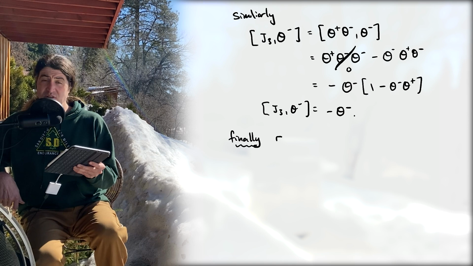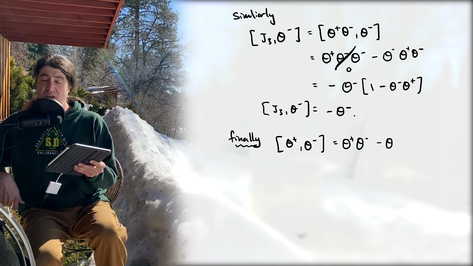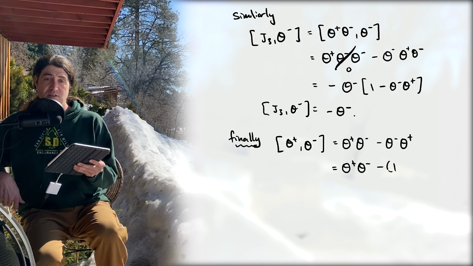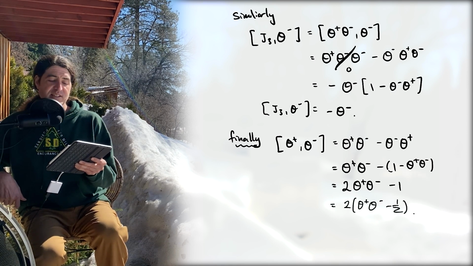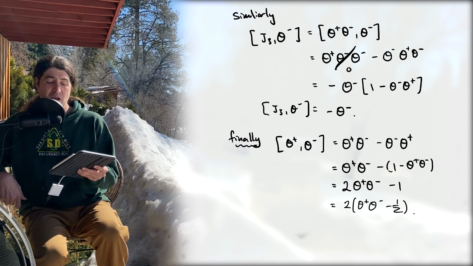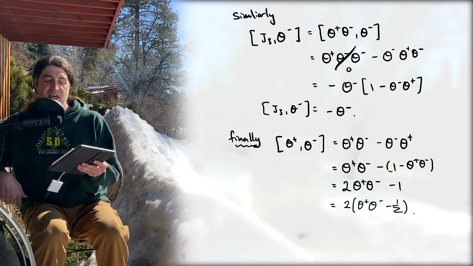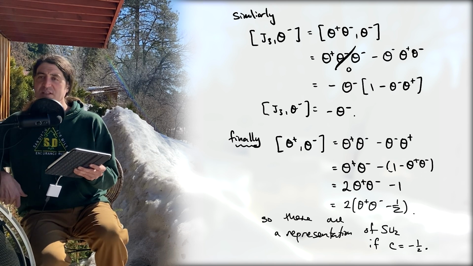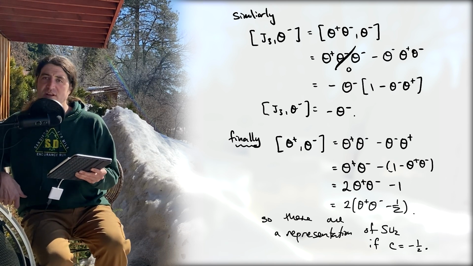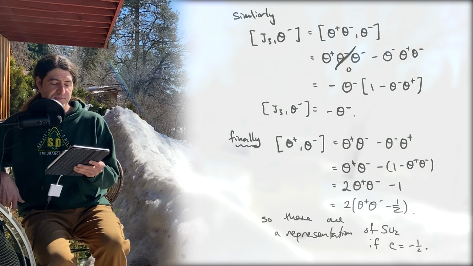Now finally, let's compute the commutator of j plus with j minus, in other words, theta plus with theta minus. Remember, these are anti-commuting numbers, so we plug them into the commutator, and unsurprisingly we find that it's equal to 2 times theta plus theta minus minus 1. Put differently, the constraint on the constant c that we defined earlier is that c must equal 1/2. And so that defines our representation of SU2.